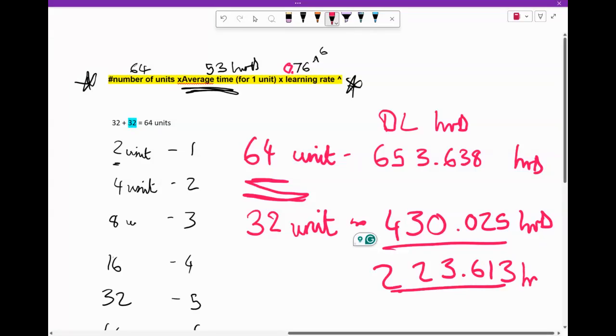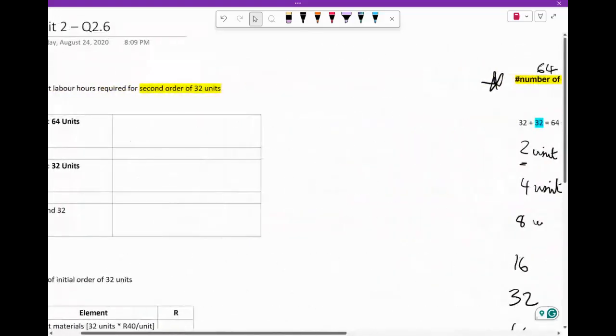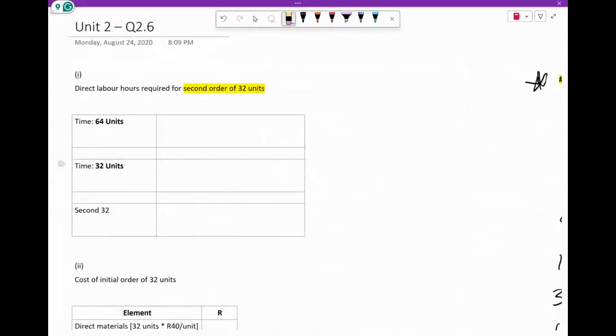613 hours. Okay, right. So we have solved the first bit. We've calculated the number of direct labor hours required for the second order of 32 units. Okay, everybody comfortable? We understand everything we've done thus far. Okay. So I can ask. Yes. Or we could have done this in a table in a much neater way.